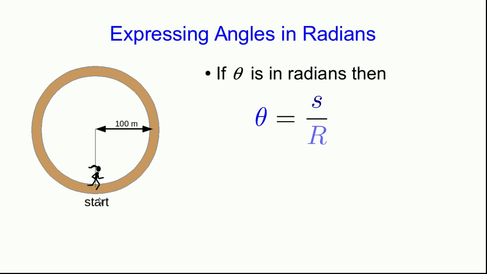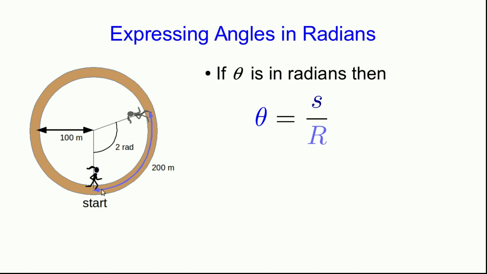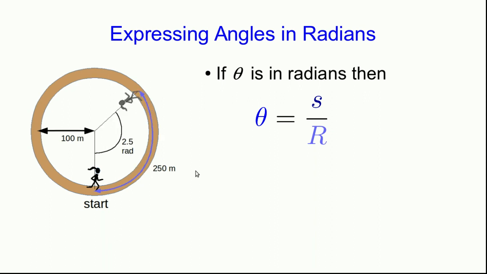Suppose we have a runner going around a circular track that's 100 meters in radius. If she runs 100 meters around the track, then she's gone through an angle of 1 radian. If she goes 200 meters, that is 2 radii, and so she has gone through an angle of 2 radians. And if she goes 250 meters, that's 2.5 radii, and so she's gone through an angle of 2.5 radians.